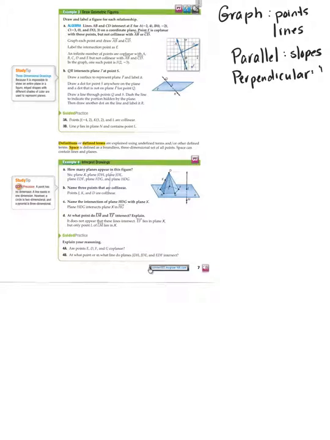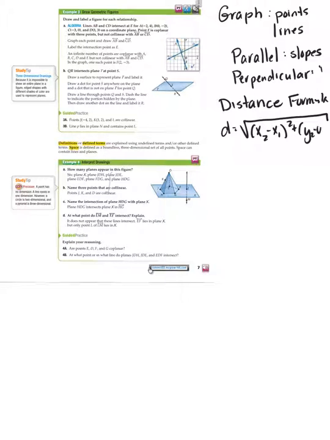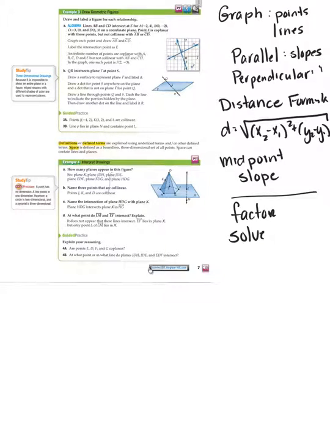I expect you to remember the distance formula to find the distance between 2 points. I expect you to be able to find the midpoint if I give you 2 points. I expect you to be able to find the slope if I give you 2 points. All of those things I expect you to carry with you over into geometry. I also expect you to be able to remember how to factor and how to solve a system of equations.